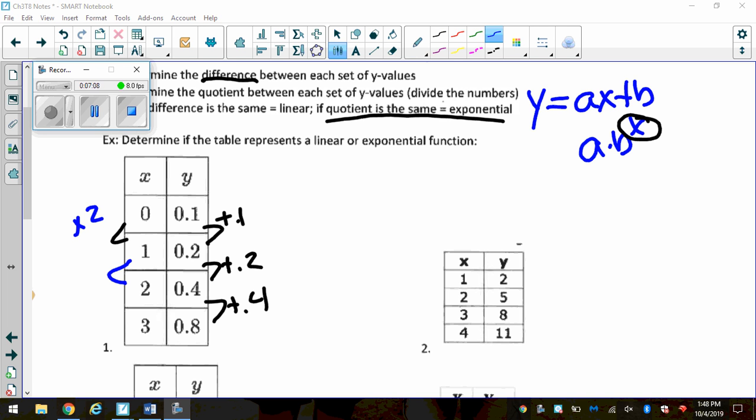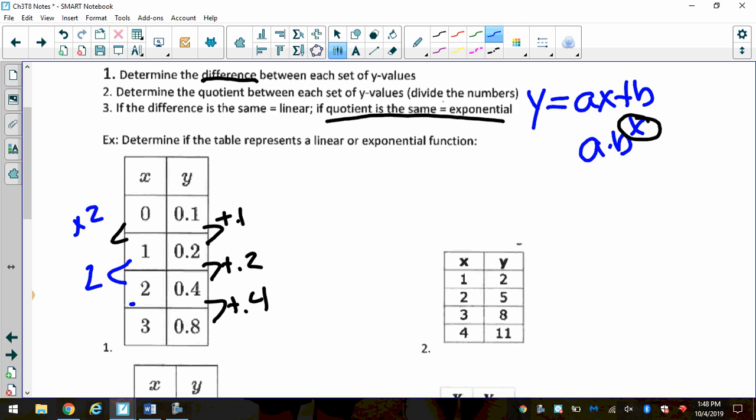So as you can see, I went ahead and added for you. So when we add, we get a 0.1, a 0.2, and a 0.4. So that's not the same number each time, so it can't be linear. So then I check, do I multiply? And so I notice if you divide these two numbers, you get 2. Divide these two numbers, you get 2. Divide these two numbers, you get 2. That means that you're multiplying by the same number each time. So this right here would be an example of an exponential function.